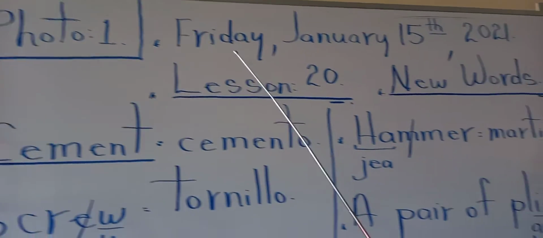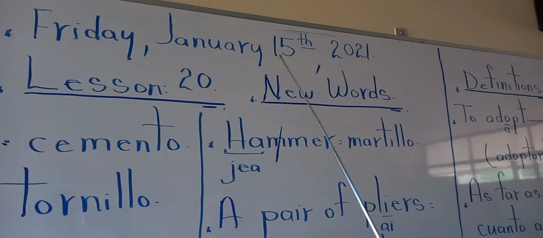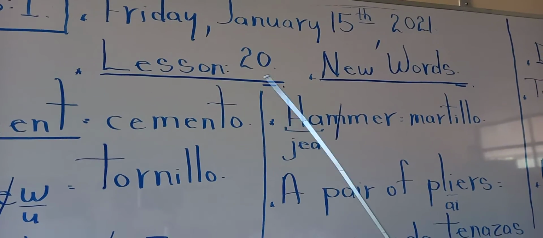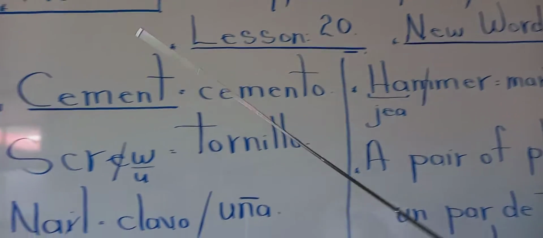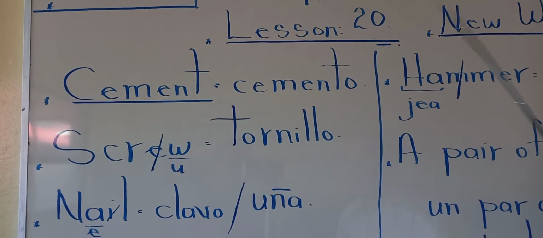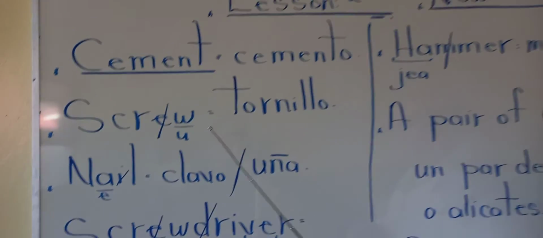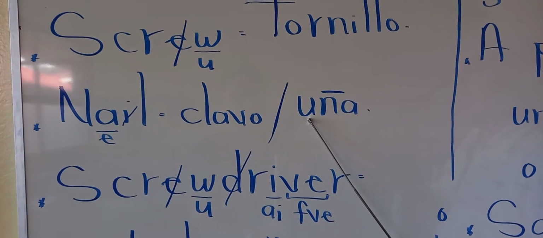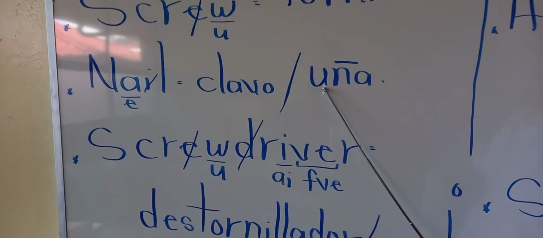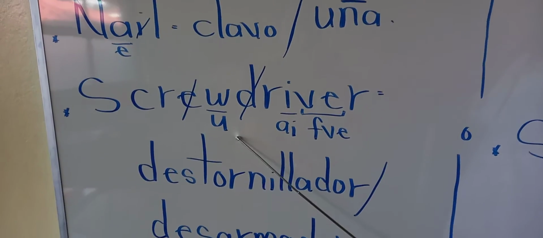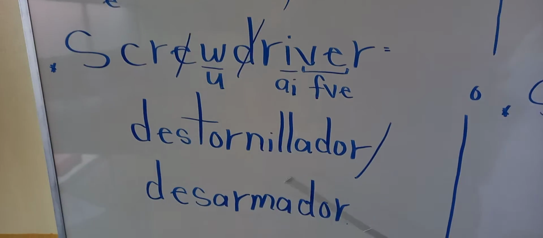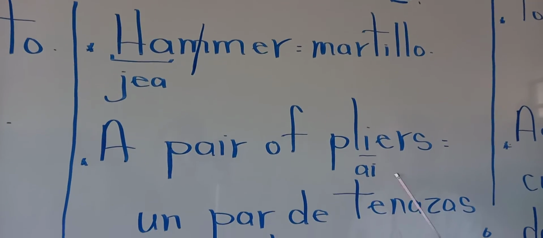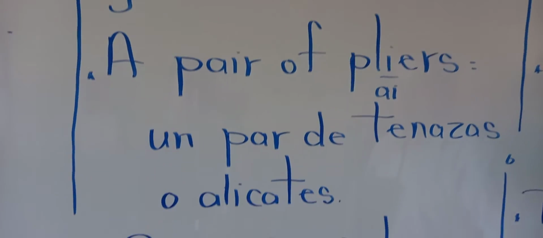Photo 1, Friday, January 15th, 2021. Lesson 20, new words. Cement, with the accent here. Cement. Screw. Nail, remember that is also this one, no? Fingernail, toenail, nail. Screwdriver, hammer, a pair of pliers. Saw.